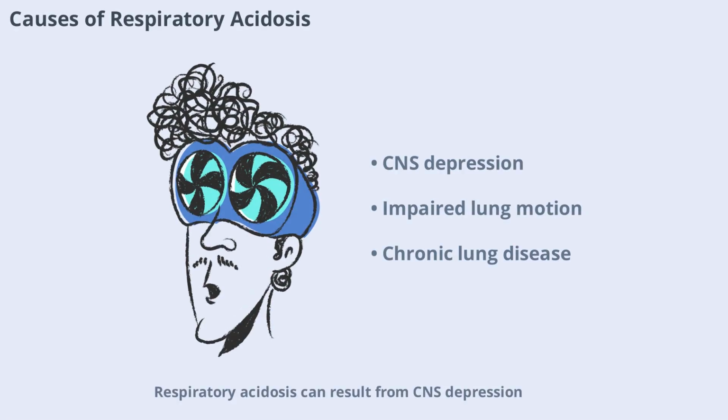Respiratory acidosis can result from CNS depression, impaired lung motion, sedatives, pleural effusion, pneumothorax, acute or chronic lung disease, neuromuscular disorders, aspiration, tumors, and chronic obstructive diseases. Severe pneumonia or pulmonary edema can also contribute. Identifying the cause is crucial for effective management.